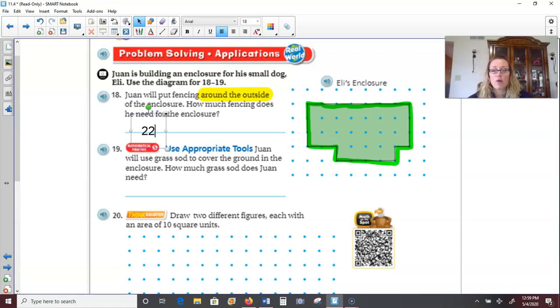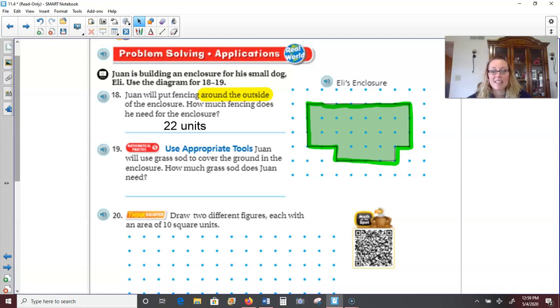Now, we don't know if this is measuring in feet or yards, so we're just going to label it as units. Remember to put a label on your answer. Yes, Jeff, I'm talking to you. Put a label on your answer. Don't just leave the number hanging.